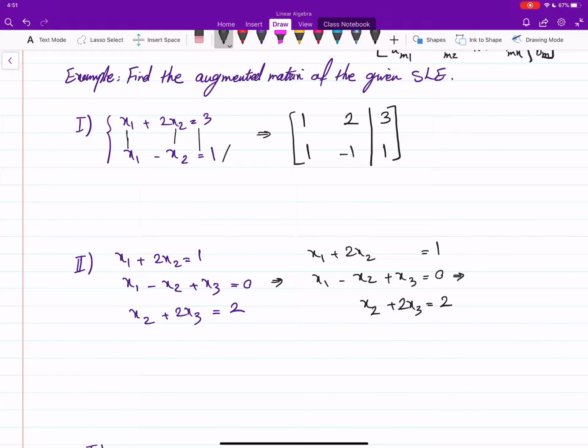Now that it is written in the standard form, we can have the augmented matrix. 1, 2, there is no x3, it means that the coefficient is 0, 1, and 1, negative 1, 1, 0, and 0, 1, 2, 2.